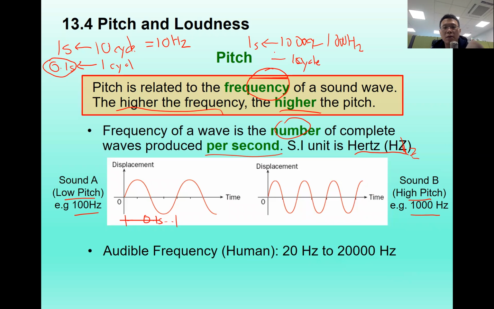how long does it take? For one cycle, how long does it take? It will take 0.001 second. So it will be a shorter interval here. This is what we call a period.